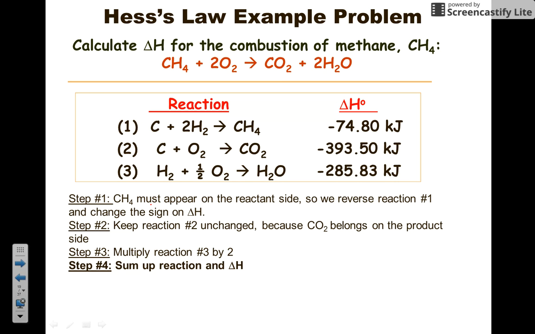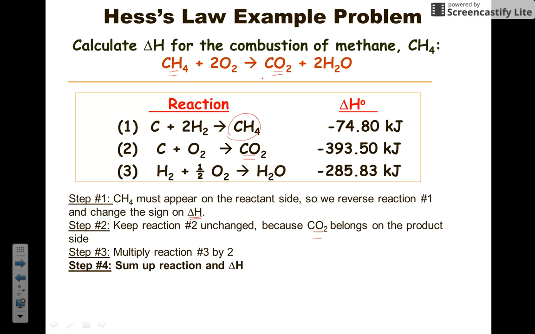First thing I have to do here is I notice that I need methane to appear as a reactant. So I've got to do something with this one. I've got to take this and flip it around. So I'm going to flip this around, and when I flip this, we reverse the reaction, so we got to reverse the sign of delta H. Now the step 2, keep that reaction number 2 unchanged because the CO2 belongs in the product side. So since I see the carbon dioxide in the product side here, if I leave it like it is, it's going to stay in the product side there.